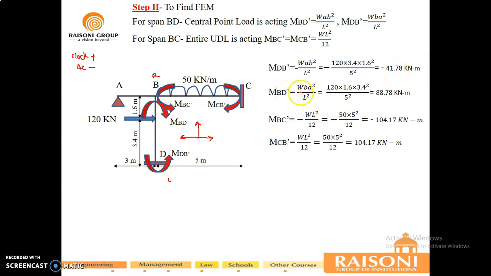Similarly, MBD dash, WBA square upon L square, that is 120 into 1.6 into 3.4 square upon 5 square. Since 5 is the length, it is 88.78 and it is positive since it is clockwise. Similarly, on BC member, entire UDL is acting. So for entire UDL acting on a fixed beam, there is a generation of fixed end moment, and the formula for that is WL square upon 12 at both ends. So WL square by 12, WL square by 12, you will get 104.17, 104.17.